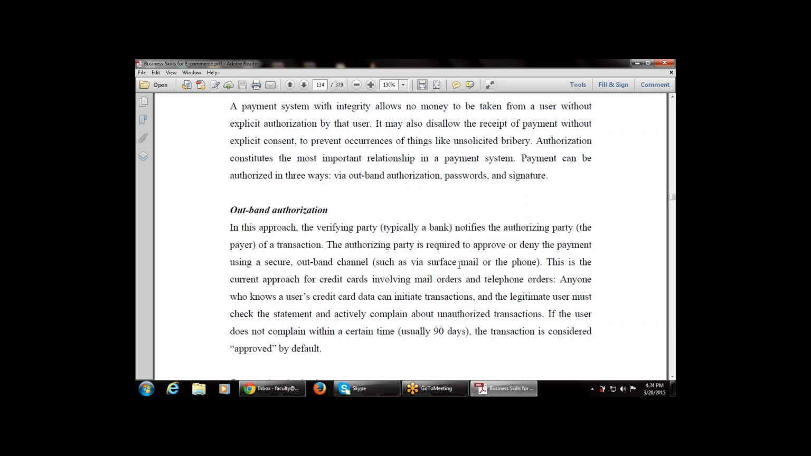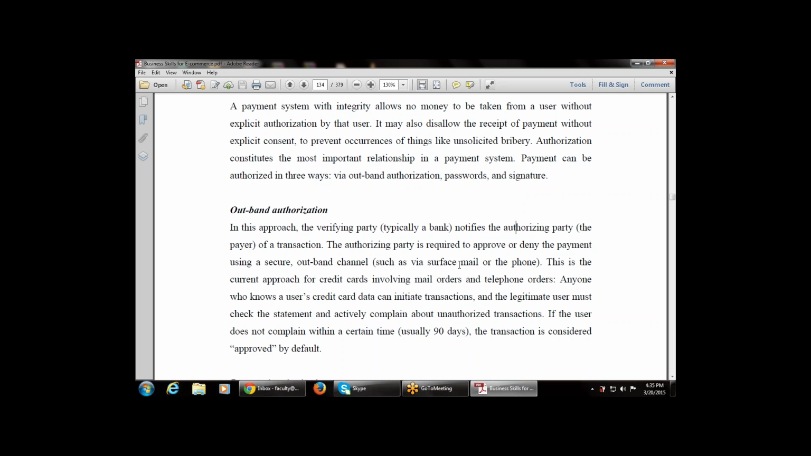The authorizing party is required to approve or deny the payment using a secure method. There is no hodgepodge and nothing personal. Everything is professional, that is the outbound channel, via surface mail or the phone. This is the current approach for credit cards involving mail orders and telephone orders. This is the main important step, used traditionally and nowadays also, whenever we use credit card numbers.